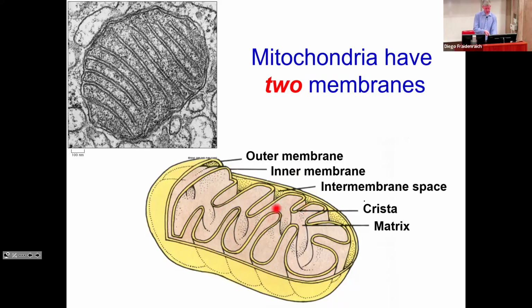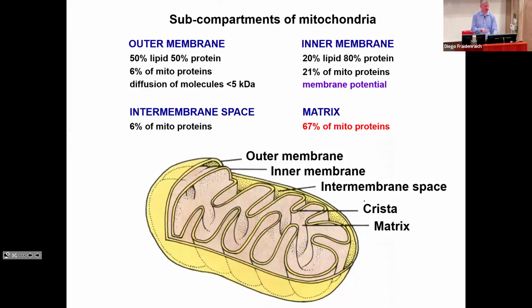And within the mitochondria, there is this space called the matrix. And crista is the name for this wrinkle-looking appearance of the inner membrane. This is called crista.